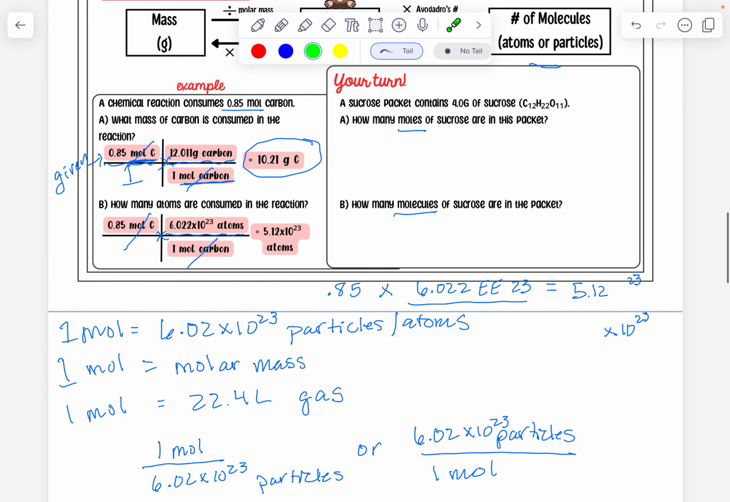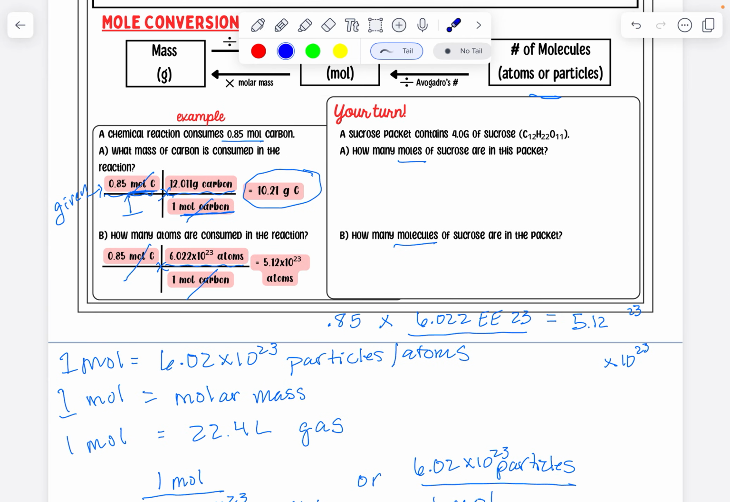So what I'm going to do is I'm always starting with what I'm given, and I'm going to put it in this little ladder form, actually. So I'm going to put it in this ladder or railroad track or table form. And I'm always starting with what I'm given.